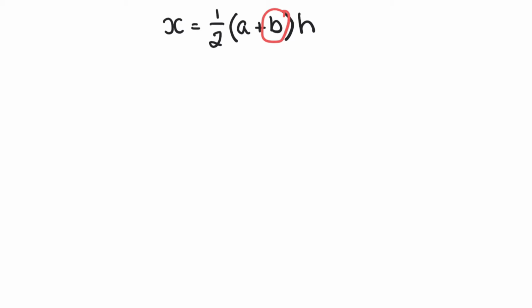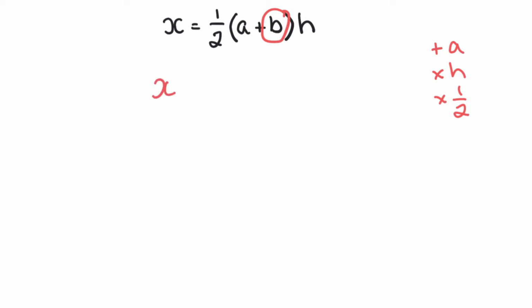So we had b, and then it had a added to it. Then it was times by h, and then it was times by a half. So in order to rearrange the formula, we need to go backwards through this list and undo all these things that have been done to b.